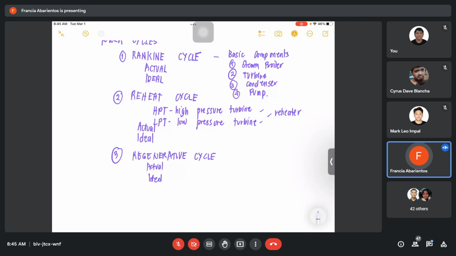Sa regenerative naman class, so basic muna tayo para mas maintindihan niyo. We have also the different boiler feed or tinatawag nating closed feed water pump. Okay? Papasok na dito yon. May closed and an open feed water. Ayan. Wait lang. Ayan. Papasok dito yung open natin na feed water.